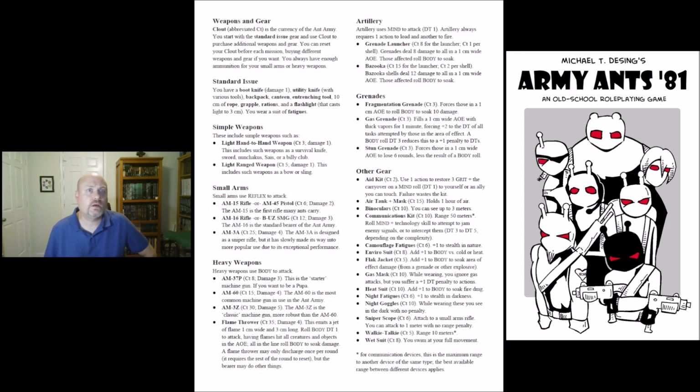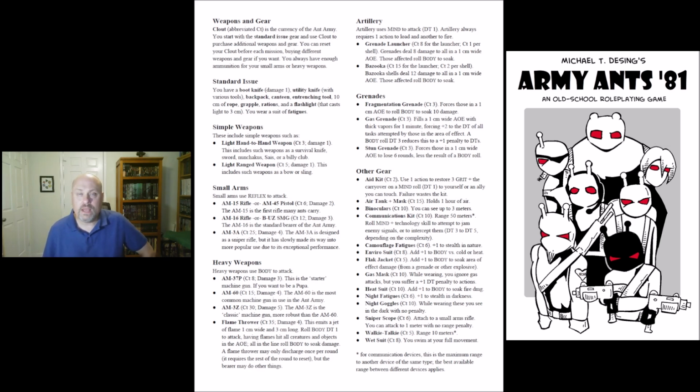And a lot of this is going to be a lot of gear. We got tons of stuff here. Your standard issue layout, what you get. You're going to get a utility knife, a boot knife, backpack, fatigue, stuff like that. Then you got simple weapons. It's got this CT number. Now CT is clout. And that is the currency of Ant Army. So you start with a standard issue gear and you use clout to purchase additional weapons and gear. You can reset your clout before each mission buying different weapons and gear if you want.